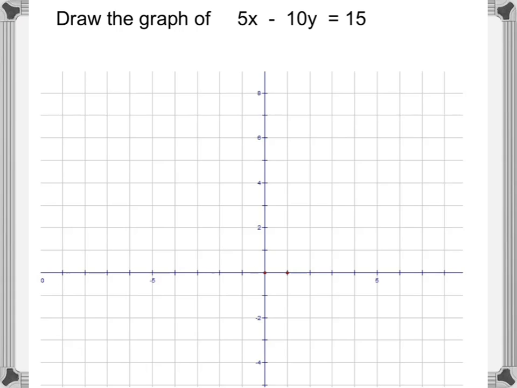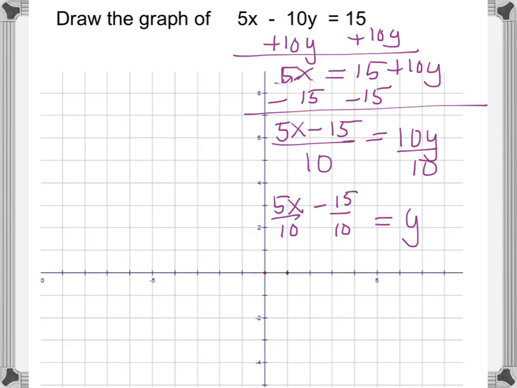You might want to stop the video to figure out how to do this. I'm going to pause the video and work out all the problems while you work out the problems too. So I started working on the equation, and the first thing I did was I added 10y to both sides. Then I subtracted 15 from both sides. Then I'm dividing both terms on the left-hand side by 10, which was the coefficient of y.